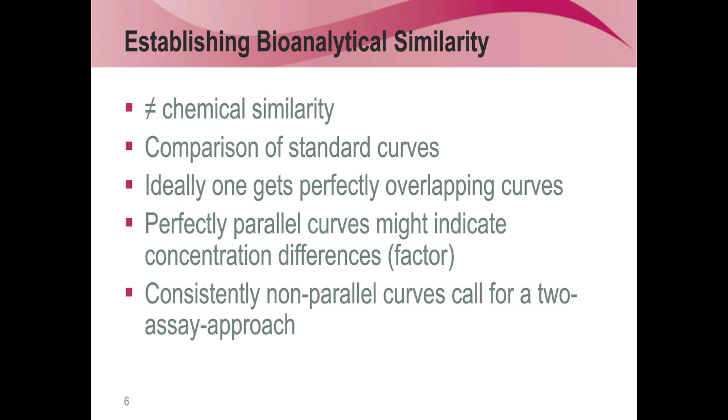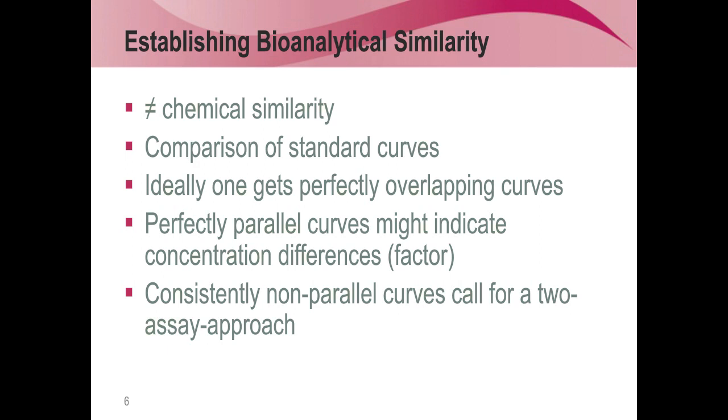If you have non-parallel curves, that calls for a two-assay approach. That is really, really rarely the case. Most of the normal new biosimilars can actually be detected with a one-assay approach. But how do we evaluate this and how do we do the test for that? And this is actually quite simple.